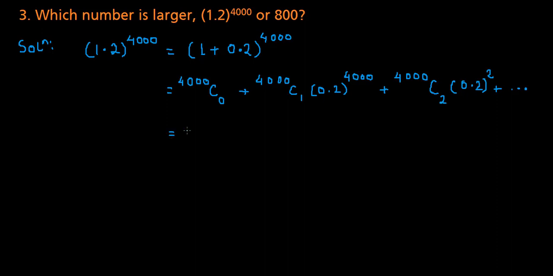So the first term is going to give us 1. 4000 C1 is 4000 times... oh, I made a mistake here. This is not 4000. This is simply 1. My bad. So this is times 0.2.